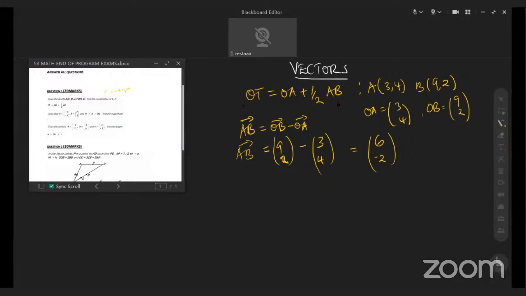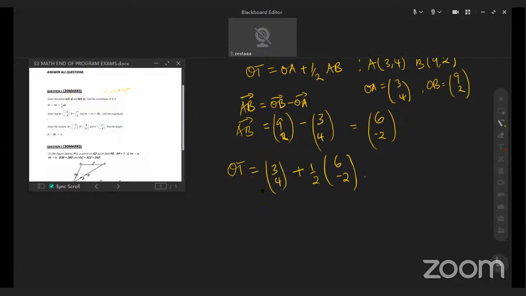Now remember, you cannot get OT without getting this AB. So from there, we now formulate our equation for OT. So our OT will be equal to OA, which is (3, 4), plus a half into AB. So the AB is now (6, -2). Now, some learners had challenges sorting this out. This half is going to multiply both the 6 and also the -2. Take note of that. So this is the same as (3, 4) plus a half times 6, then a half times -2. This is how it's going to be worked out.